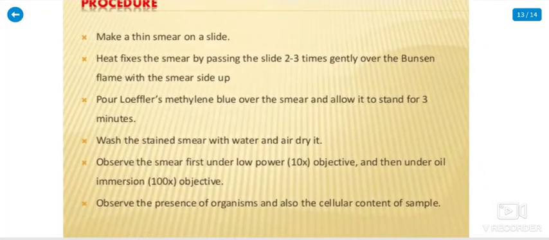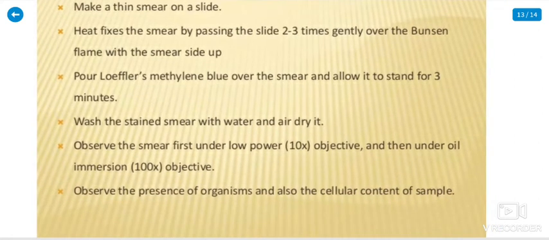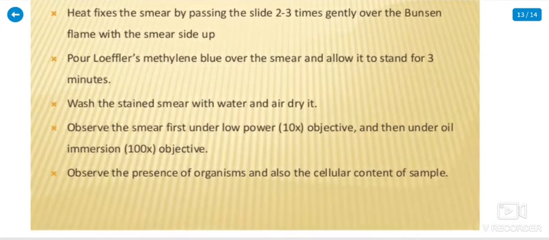The procedure is to make a thin smear on a slide. First step, heat fix the smear by passing the slide 2 to 3 times gently over the Bunsen flame with the smear side up. Then pour methylene blue over the smear and allow it to stand for 3 minutes. Then wash the stained smear with water and air dry it.